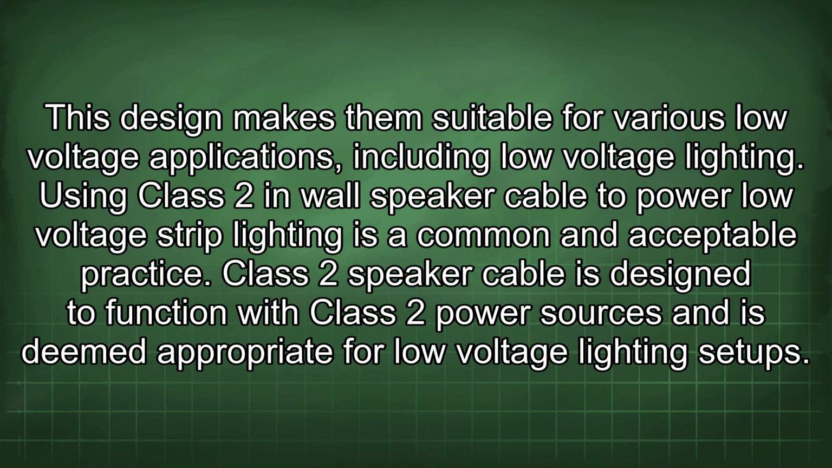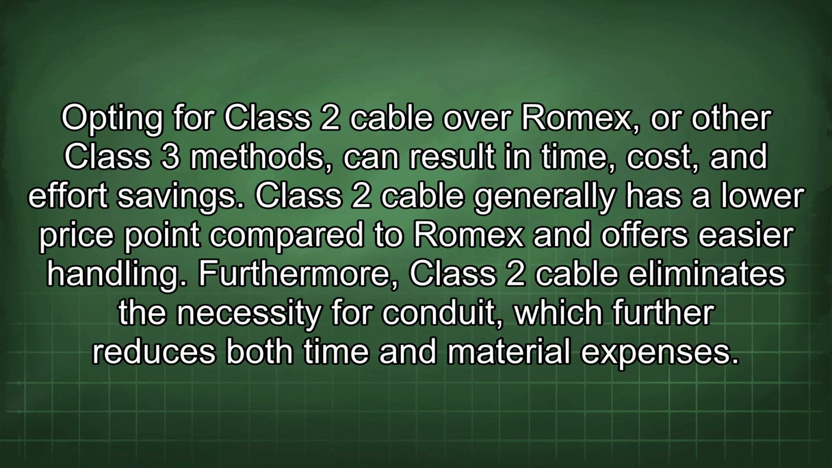This design makes them suitable for various low-voltage applications, including low-voltage lighting. Using Class 2 in-wall speaker cable to power low-voltage strip lighting is a common and acceptable practice. Class 2 speaker cable is designed to function with Class 2 power sources and is deemed appropriate for low-voltage lighting setups. Opting for Class 2 cable over Romex or other Class 3 methods can result in time, cost, and effort savings. Class 2 cable generally has a lower price point compared to Romex and offers easier handling. Furthermore, Class 2 cable eliminates the necessity for conduit, which further reduces both time and material expenses.